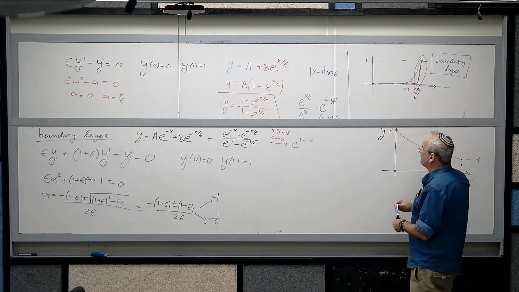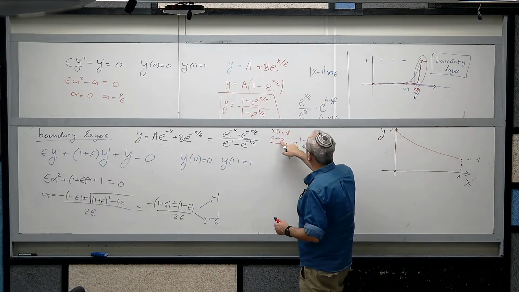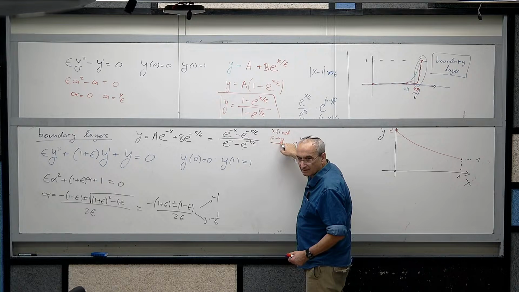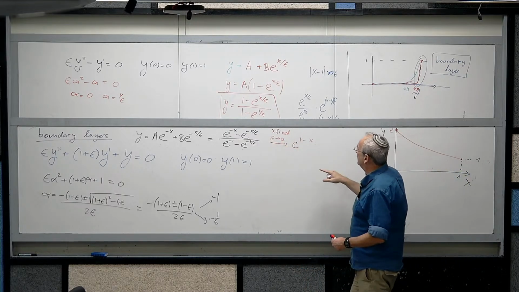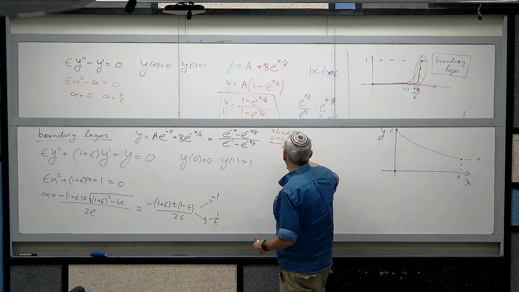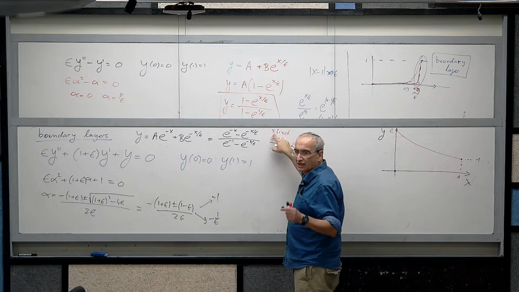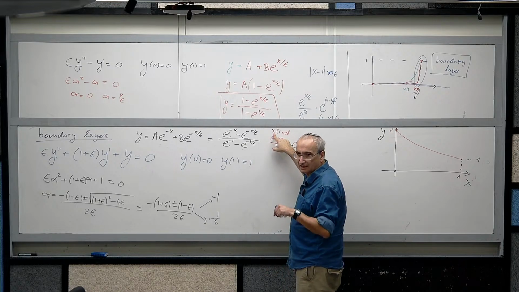Okay, now what happens when epsilon is, say, 0.1? If epsilon is 0.1, then as long as x is much larger than 0.1, I still have the same behavior.